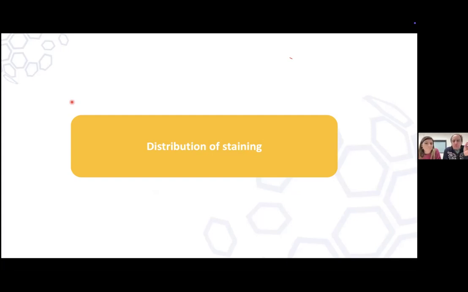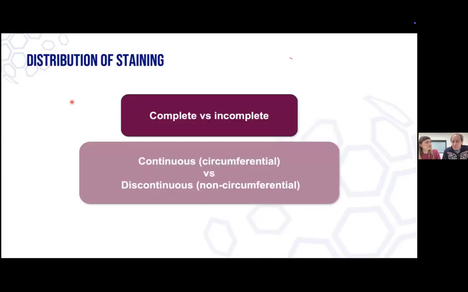Okay, so we talked about staining intensity. It's important to make sure that everybody understands staining intensity, so that when we call something weak staining, everybody agrees. When we call something strong staining, everybody agrees, because that's how we build concordance. Now, distribution of staining. I don't think this is very difficult.